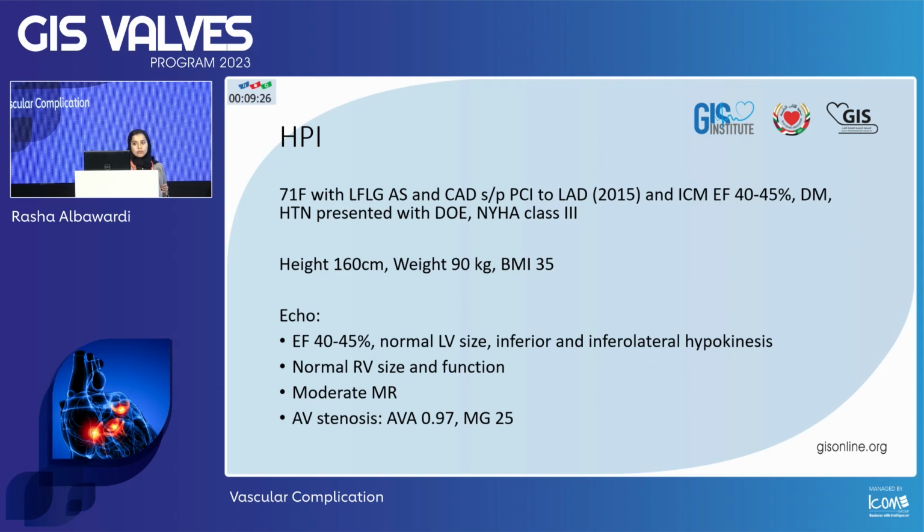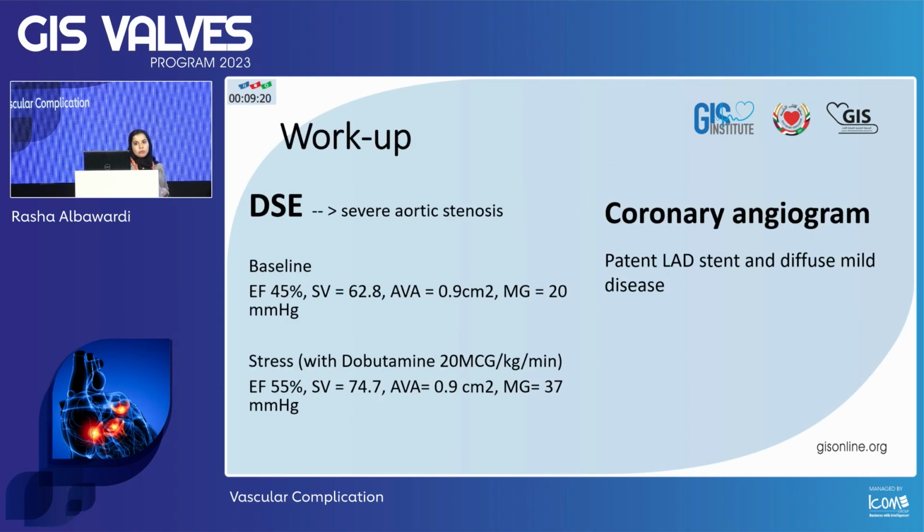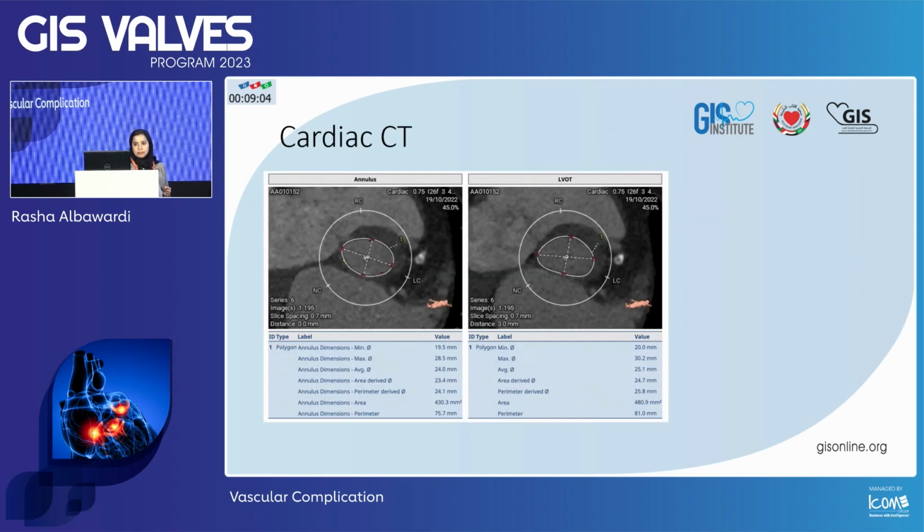Her EF was 40 to 45%. She did have a valve area of 0.97 with a gradient of 25. So further workup with a DSE did show that she had severe aortic stenosis. Her valve area remained at 0.9 and mean gradient went up to 37. She did have a coronary angiogram with the LAD patent stent and diffuse mild disease and no intervention needed.